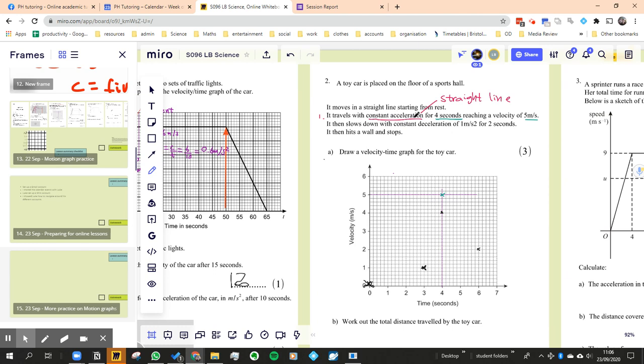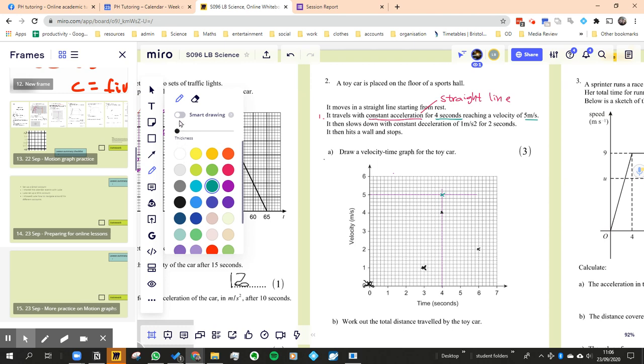Now it says it travels with a constant acceleration from there to there. It's going to be a straight line. So we can draw that by clicking Smart Drawing, and we'll draw a straight line freehand from here. And it obviously doesn't look straight at the moment, but when I let go, it straightens it out for me. So that's the first bit.